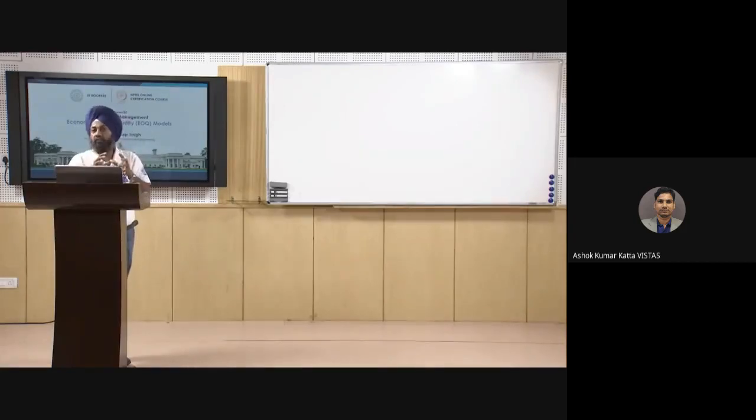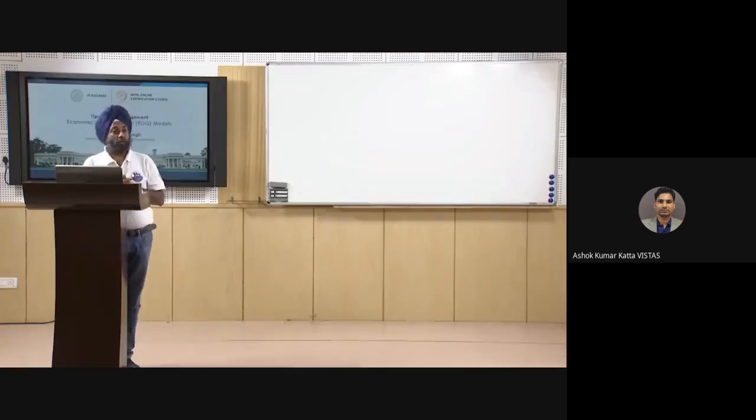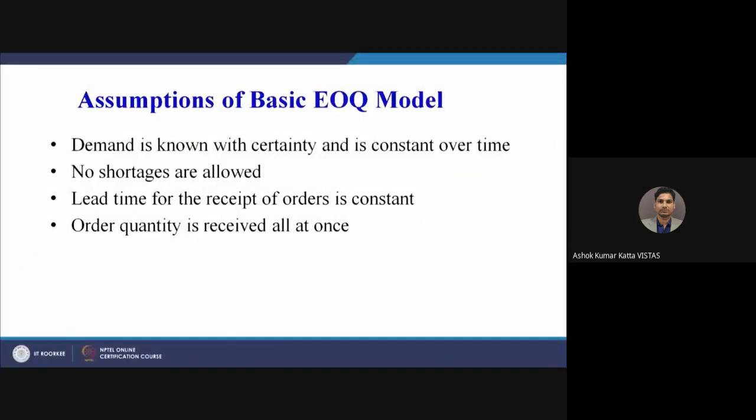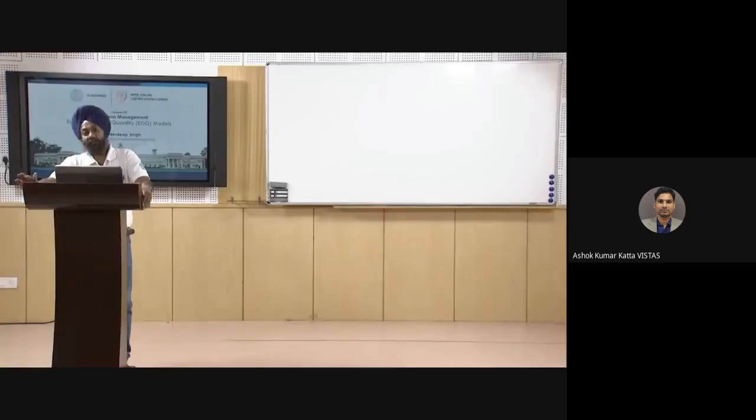So under these assumptions the economic order quantity model has been developed. If this type of scenario exists in the organization, it is easy for the organization to calculate what the economic order quantity is going to be for the company. Again I will read all these points for you. Demand is known with certainty and is constant over time. No shortages of material are allowed. Lead time for the receipt of orders is constant, and order quantity is received all at once. So we will see that when the model changes, some of the assumptions also change.